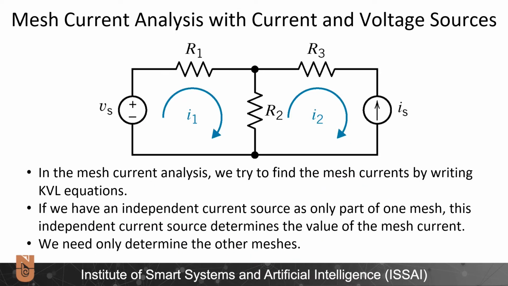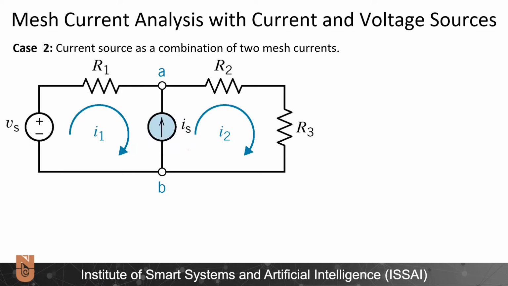In the mesh current analysis, we try to find the mesh currents by writing KVL equations. However, if we have an independent current source, as in this circuit, and it is only part of one mesh, in this case only part of mesh 2 through which the mesh current I2 is passing, then we can simply state that the value of I2 is equal to minus IS, and therefore I don't have to write the KVL equations for this specific loop. So we only need to solve the circuit for the other mesh, in this case mesh 1.